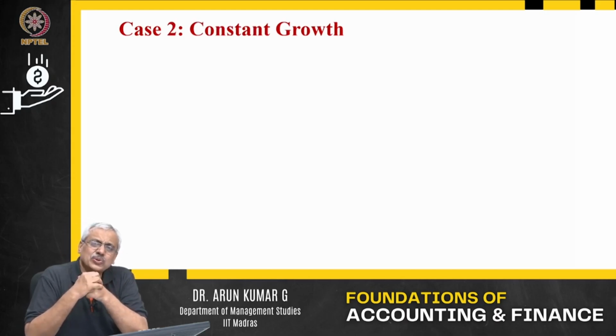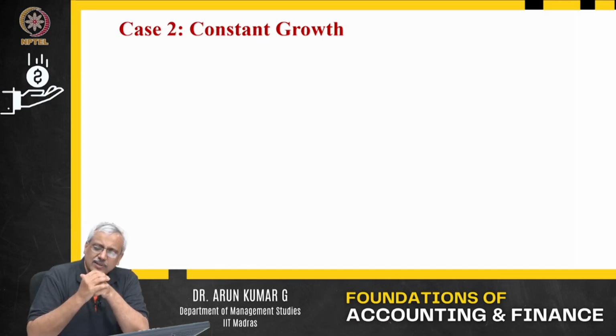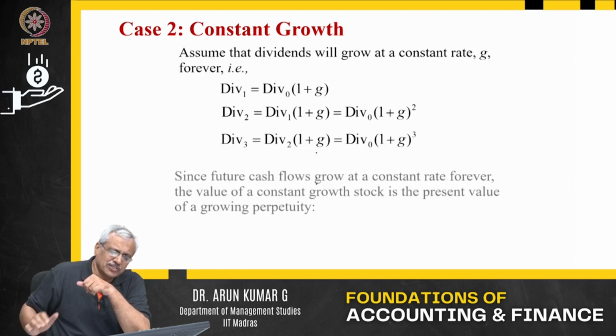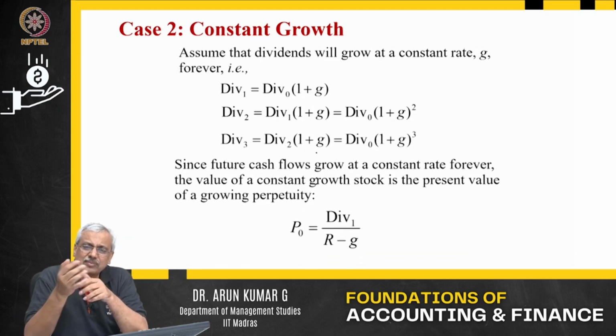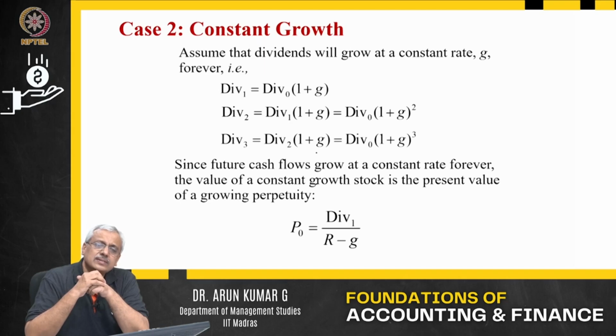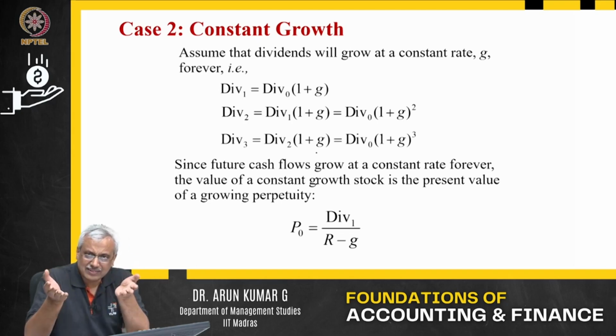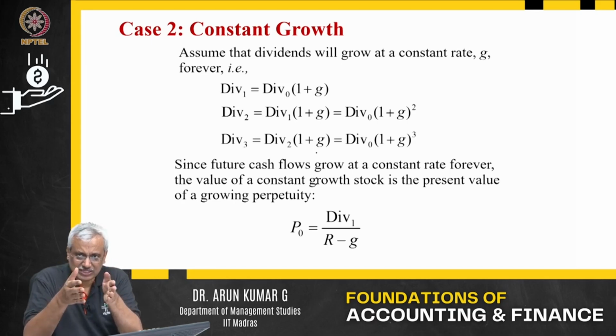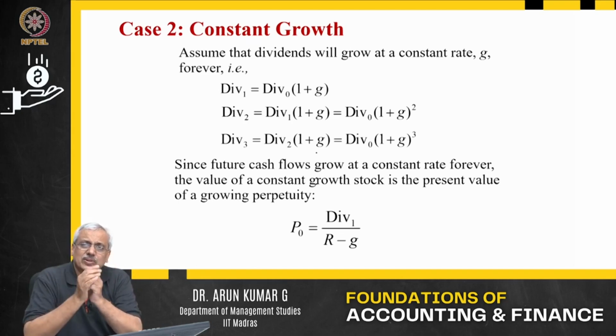Next, I go to case 2, the constant growth part. When I look at the constant growth part, assume that the dividend is growing every year. Same thing as what we did for growing perpetuity. Since the future cash flows grow at a constant rate forever, the value of the stock will be represented by the dividend in year 1, that is in the first year, divided by R minus G, the discount rate minus the growth rate.